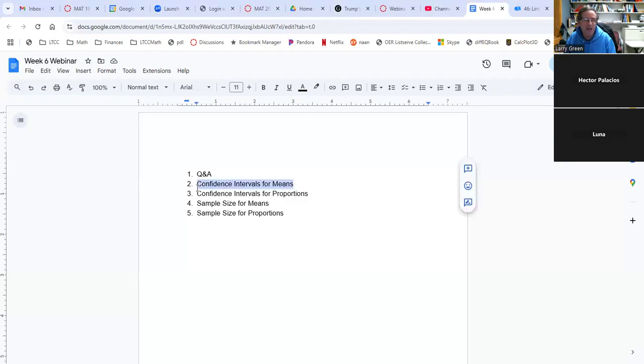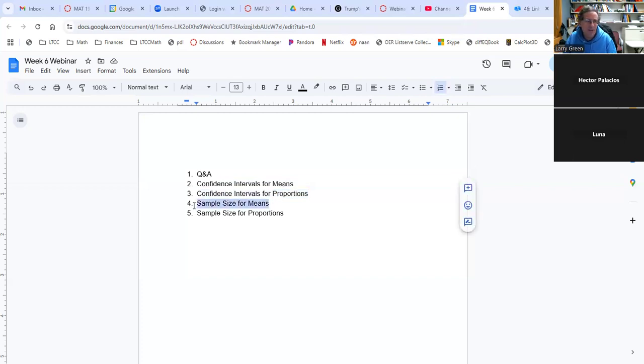So we'll start out with confidence intervals for means. And hopefully you know by now, if we can do a mean, that means the survey question was quantitative. And then we'll do confidence intervals for proportions. Similar idea, except the survey question is a yes-no question, or it can be thought of as a yes-no type question. And we can talk about confidence intervals. They're really, really important.